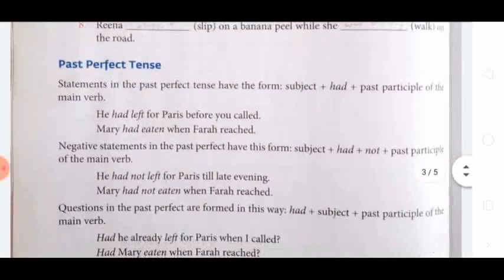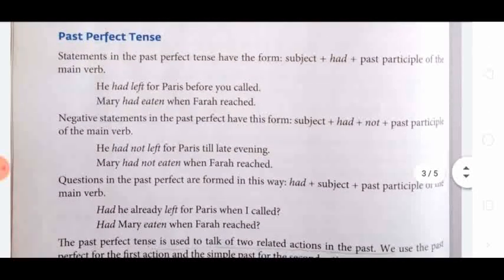So we have seen two types of past tense. Now another two, starting with past perfect tense. Statements in the past perfect tense have the form subject plus had plus past participle form of the main verb.